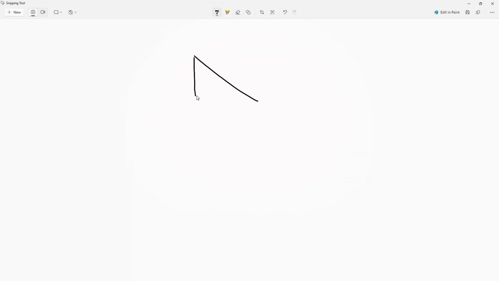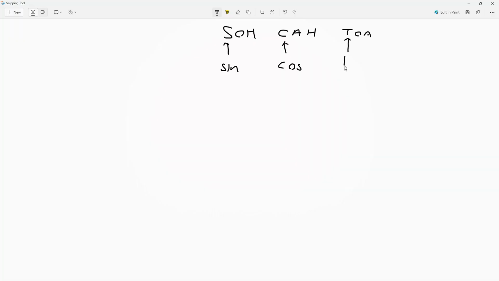A right triangle is when there is a 90-degree angle in a triangle. So this will be 90 degrees, usually denoted with the little square at the bottom. And we use this mnemonic SOH CAH TOA in order to solve trigonometry questions. So this S stands for sine, C stands for cosine, and T stands for tangent.